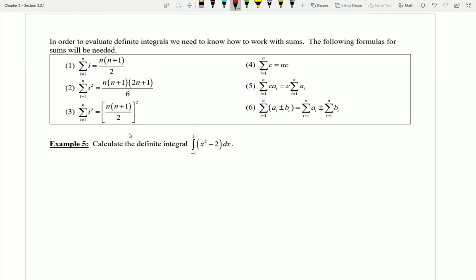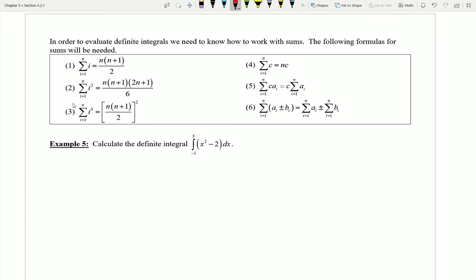Our goal for the rest of this section is now going to be to try to incorporate everything that we've done thus far to help us evaluate definite integrals, which remember you should automatically be translating to areas under curves. So in order to evaluate definite integrals, we need to know how to work with these big scary summations that we're going to generate. And so the following formulas are definitely going to be needed.